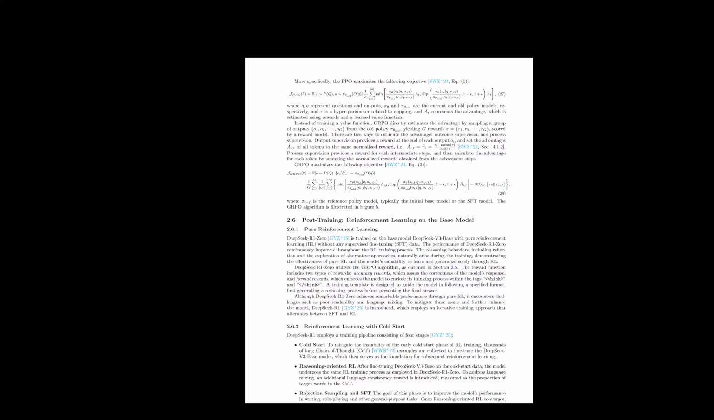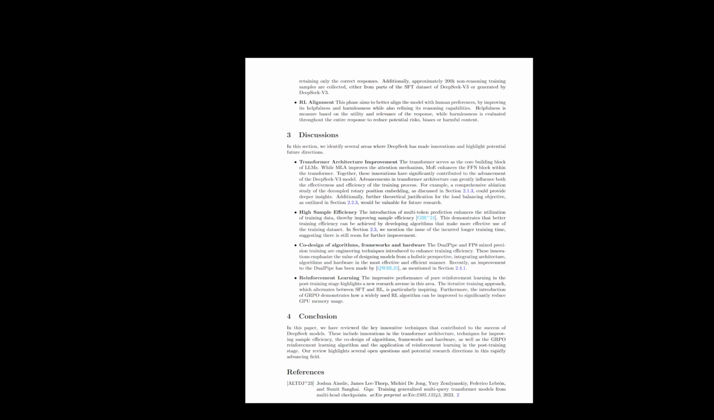Rejection sampling and SFT. The goal of this phase is to improve the model's performance in writing, role-playing, and other general-purpose tasks. Once reasoning-oriented RL converges, 600K reasoning-related training samples are collected via rejection sampling from the checkpoint, retaining only the correct responses. Additionally, approximately 200K non-reasoning training samples are collected, either from parts of the SFT dataset of DeepSeek v3 or generated by DeepSeek v3.